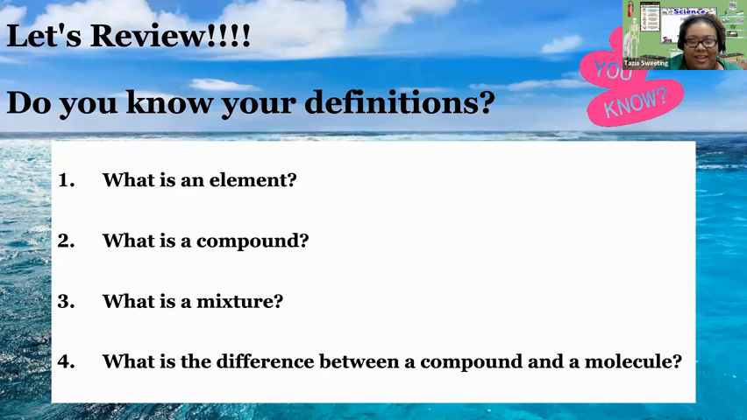Okay? So compounds and mixtures, just remember, a compound consists of two or more different elements or different atoms that are chemically combined. Mixtures consist of two or more different atoms or elements that are physically combined. All right? Who can remember now? We would have mentioned this term molecule in our session last week. What is the difference between a compound and a molecule?